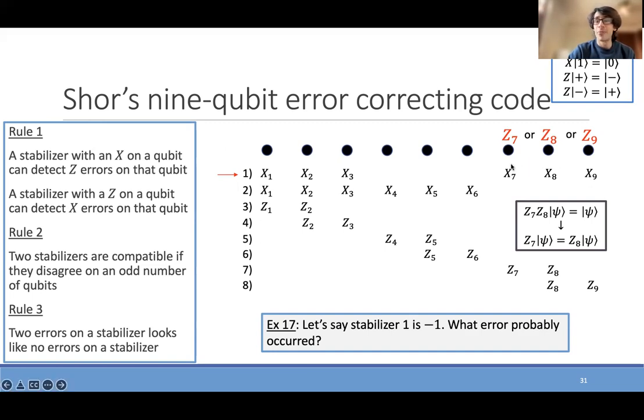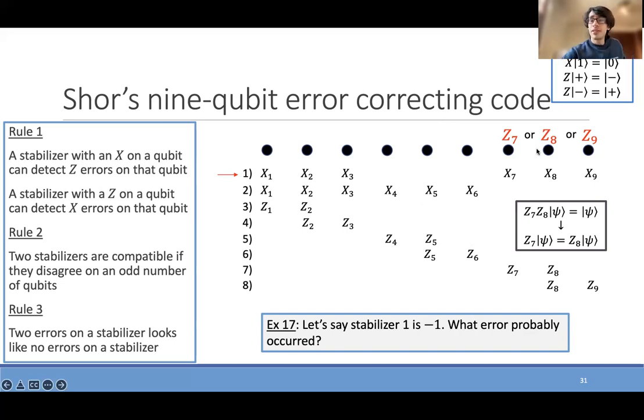So it had to have happened in this area, because if it happens in the first 3 qubits, then the second stabilizer is also checking those. It's just like how if we had an X error on the 5th qubit, it would flip these 2 stabilizers, but if it's on the 4th qubit, it would only flip this stabilizer.